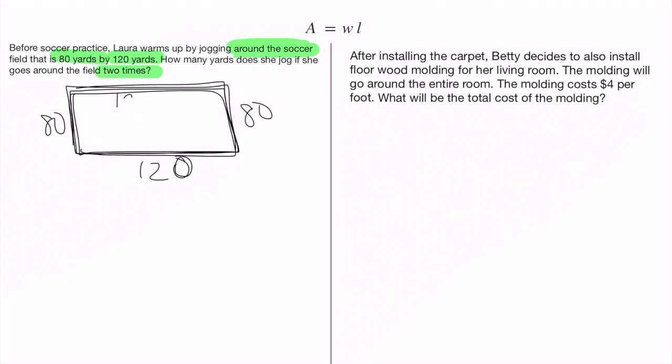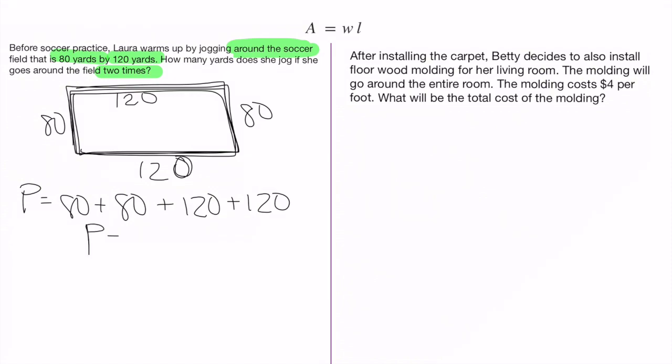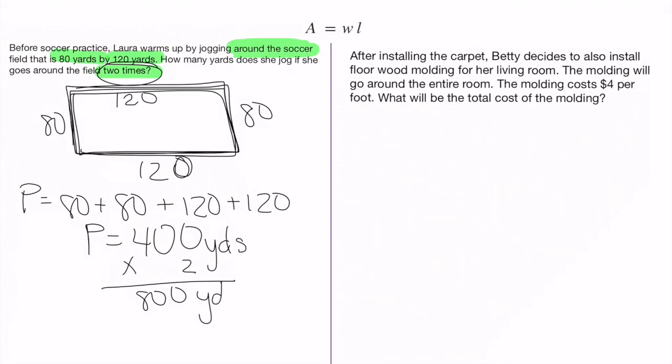So we have 80 over here, 120 over here. So the perimeter is going to be 80 plus 80 plus 120 plus 120, which will give us a perimeter of 400 yards. However, she's doing it 2 times, so we need to multiply this by 2, which will give us 800 yards is how much she's running.